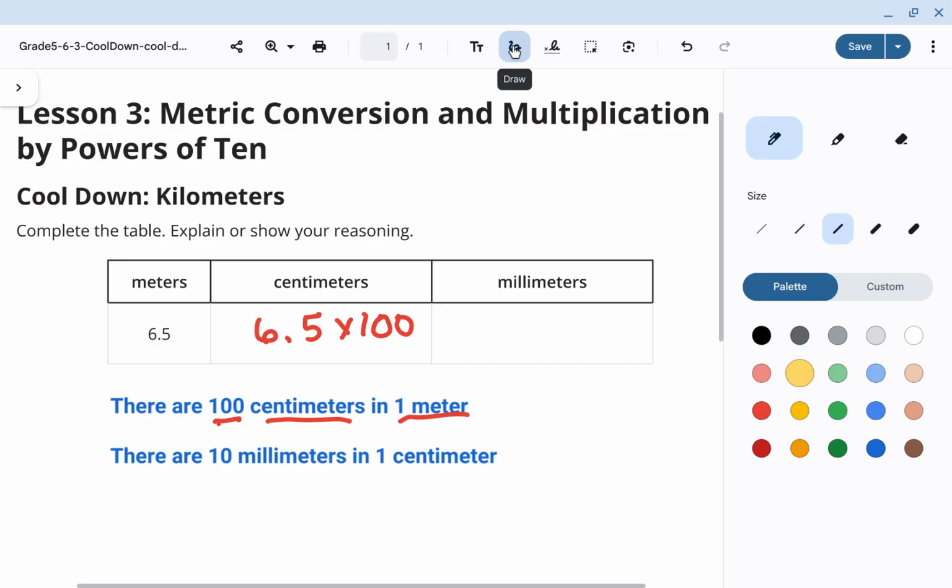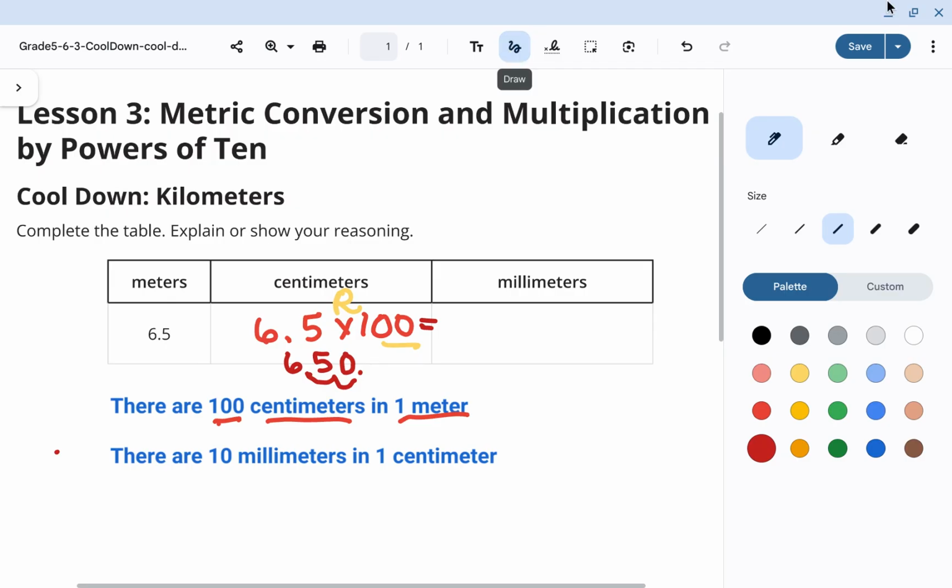So we know when we multiply by a power of 10, we move our decimal to the right, and I know I'm going to move it to the right 2 times because I'm multiplying by 100. So to answer this question, I can go ahead and write my 6 and my 5, and I'm going to start with my decimal here. I'm now going to move my decimal 1 time to the right and a second time to the right, and I will need to use a placeholder 0, but I have found my answer. There are 650 centimeters in 6 5/10 meters.